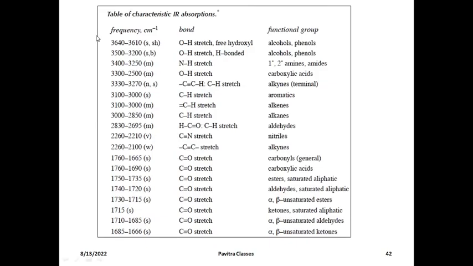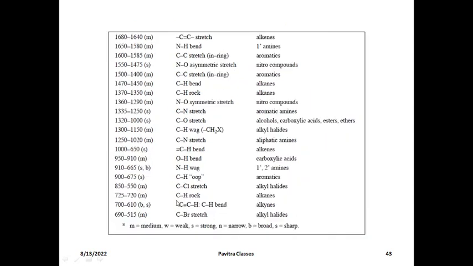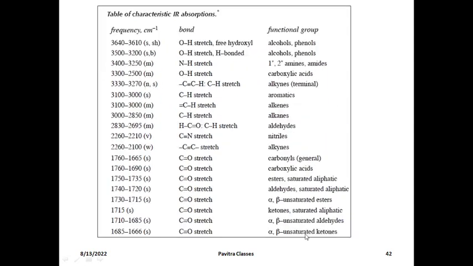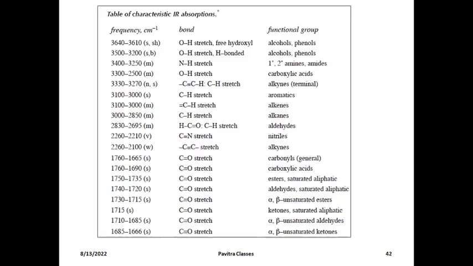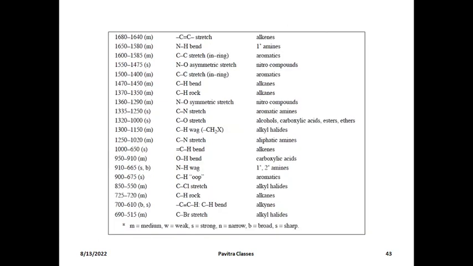So these are the characteristic IR absorption ranges. You can see for these bonds, this wave frequency range is there in centimeter inverse. These are the functional groups. You can see here 3640 centimeter inverse to 3610. Here S and SH: I have given S means strong, SH means sharp. So a strong sharp peak is observed for the OH stretching. OH stretching, H bonded, is strong and broad. M means medium peak, NS narrow strong, like that.